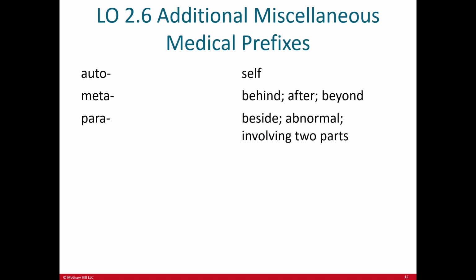Learning outcome 2.6, additional miscellaneous medical prefixes. Here we have auto. Auto means self. Again, for some reason, people like to mix this one up with bio as well. So remember, bio is life, auto is self. Then we have meta, which means behind, beyond, or after. You can kind of think of your finger bones, right? You have your metacarpals and your metatarsals. Those are beyond those hand bones and foot bones. Then we have para, which means beside, abnormal, or involving two parts.